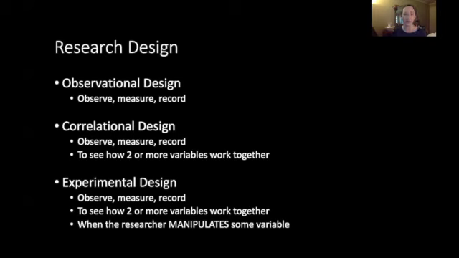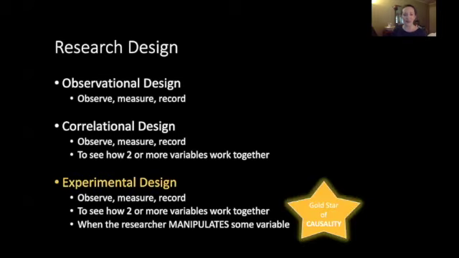And experimental design has this gold star of causality. That means that experimental design is the only way to indicate that things are causing something else to happen. So experiments are the gold standard of causality. You might have heard the phrase correlation does not imply causation. That's because finding that two things are related, that two variables work together in some way, does not tell you which one causes the other. To do that, you have to do an experiment.